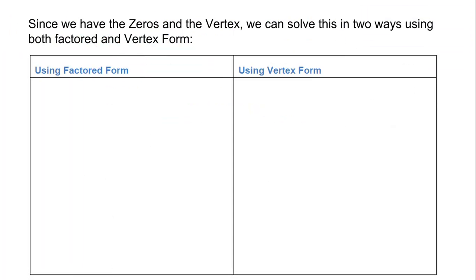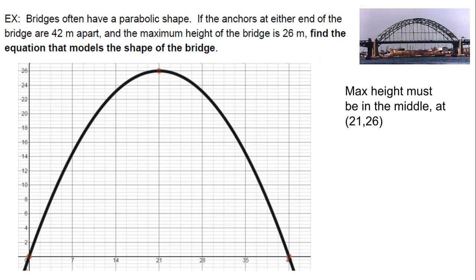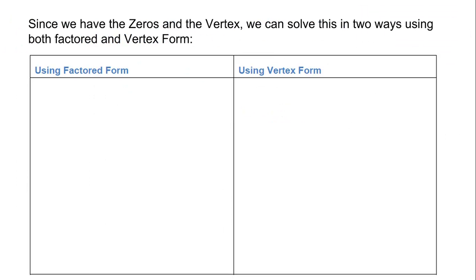Okay. So since we have the zeros and the vertex, we can solve this in 2 ways. You only have to do it one way, but if you had the vertex and not the zeros, or the zeros and not the vertex, you'd have to do it in one way. And so maybe you try it on your own both ways. And so we're just going to work through how to actually solve for this.